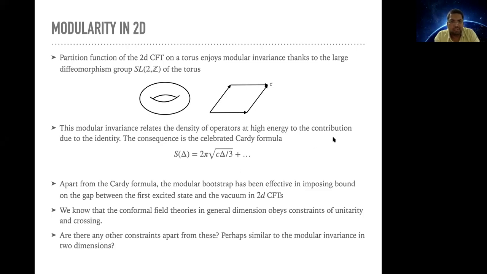Now, apart from the Cardy formula, the modular bootstrap in two dimensions has been effective in imposing bounds on the gap between the first excited state and the vacuum, and so on. In that sense, two-dimensional modular invariance has played an important role in constraining the space of conformal field theories in two dimensions. Now, we know that CFTs in higher dimensions obey constraints of unitarity and crossing, but the natural question is, are there any other constraints that we are missing? Constraints akin to perhaps the two-dimensional modular invariance.